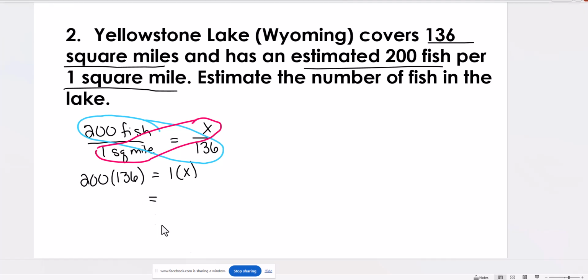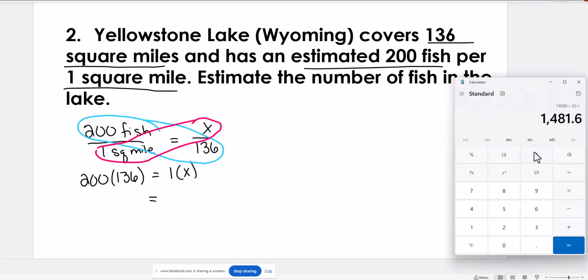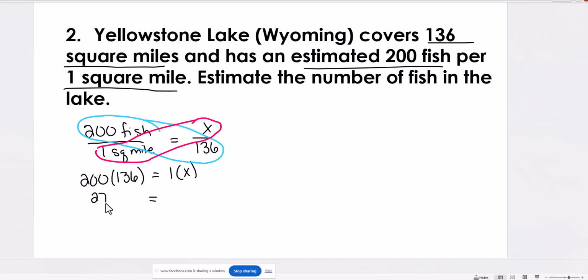Now we're actually going to multiply. I'm going to grab my calculator and clear it. 200 times 136 equals 27,200. 27,200 equals 1 times x, which is 1x. Well, 1x is the same thing as just x. So 27,200 fish. That is our estimate for Yellowstone Lake in Wyoming. Let's look at the next one.